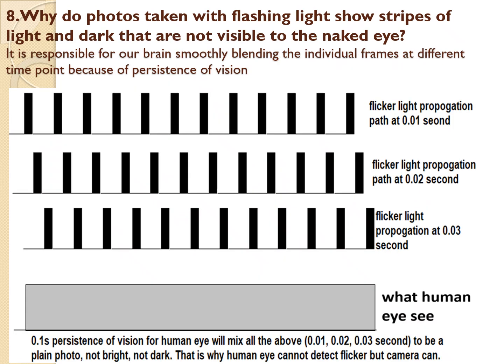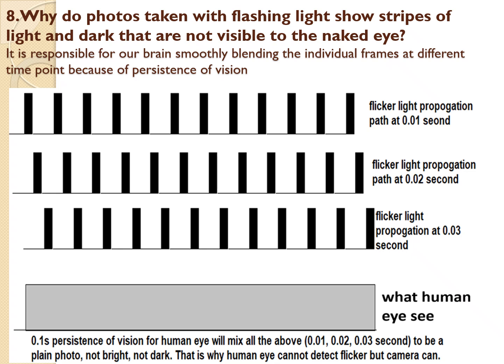Persistence of vision is responsible for our brain smoothly blending the individual frames at different time points. The top diagram is the flicker light propagation path at 0.01 second. The middle diagram is the flicker light propagation path at 0.02 second. And the bottom part is the flicker light propagation at 0.03 second. So the 0.1 second persistence of vision for a human eye will mix all the above.